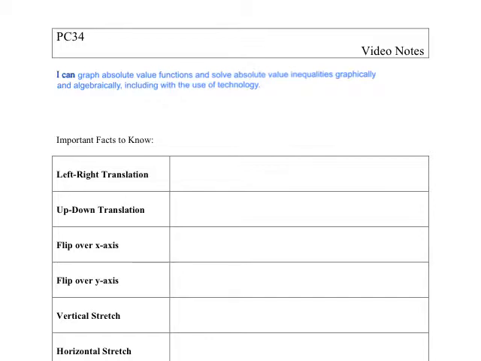Alright, for this skill we're going to need to quickly review what sort of transformations we have out there. We have the left-right translation, and that means we're going to take x and replace it with x minus h. And this will help us move the graph h units to the right.